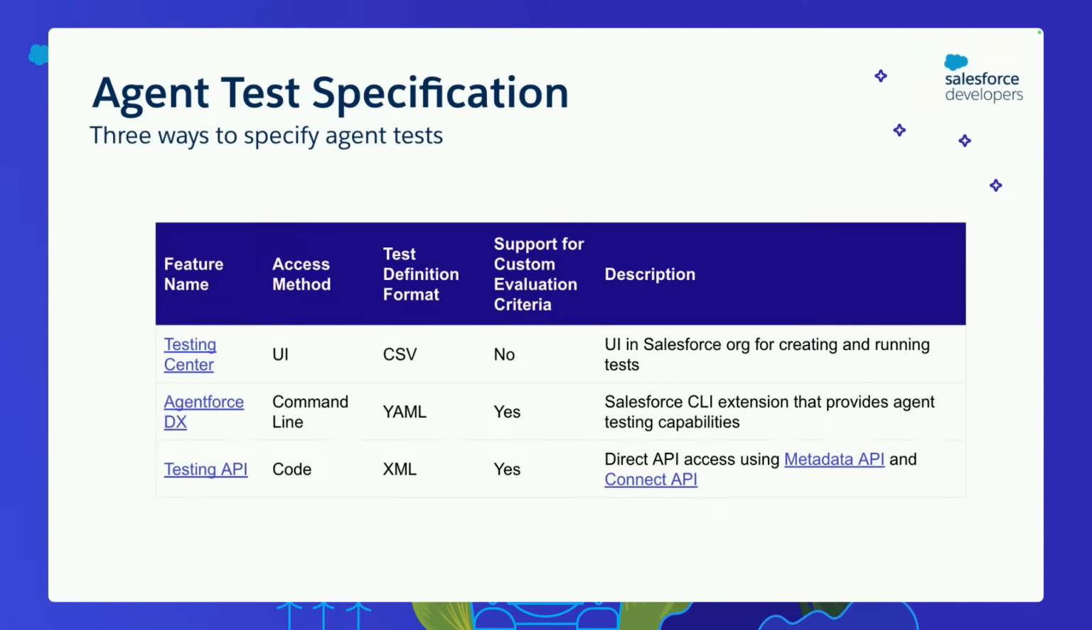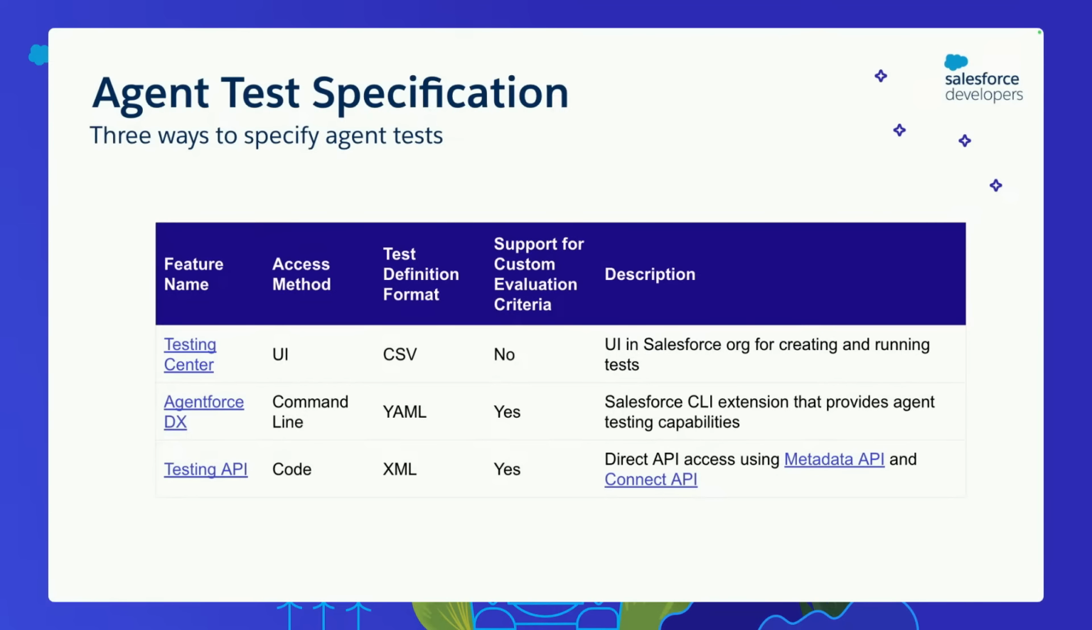There is the command line, or the so-called Agentforce DX CLI extension. This one uses YAML, so you'll see that there are different formats that are not really compatible between these different options, but some of them have more flexibility. The Agentforce DX is interesting because it does support custom evaluation criteria. So this is a way to provide more robustness to tests, and we'll see that again later on.